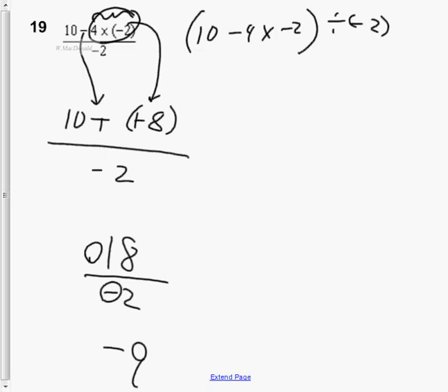Anyone want to share what they did wrong real quick? Denise? You forgot right here? Right there? Okay. How many had 10 takeaway? How many had negative 1 as an answer? Anyone have negative 1? Yeah. Negative 1 is a good wrong answer because what you did was you did 10 takeaway 8 divided by negative 2, which gave you 2 divided by negative 2, which was negative 1. So you didn't have the subtraction kept here, or negative sign here.